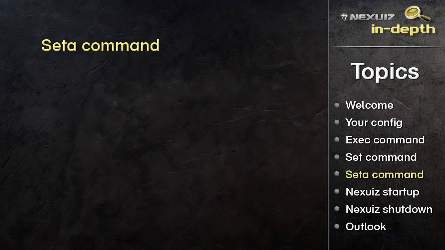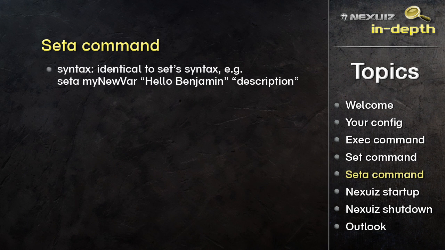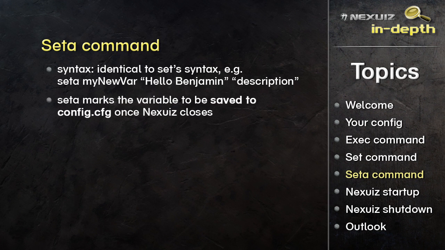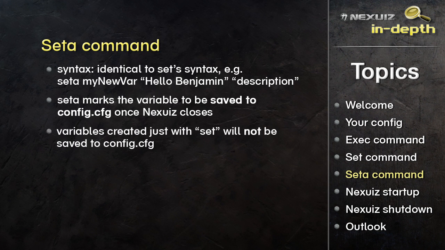Now to the set_a command. Set_a works just like the set command regarding its syntax, and it will also create a new variable with the specified name, value, and description, or modify one that already existed. But what set_a additionally does is to mark the variable to be a saved variable, which means that once you close Nexuiz, it will automatically save the value to your config file, as opposed to variables created with set, which won't be saved.